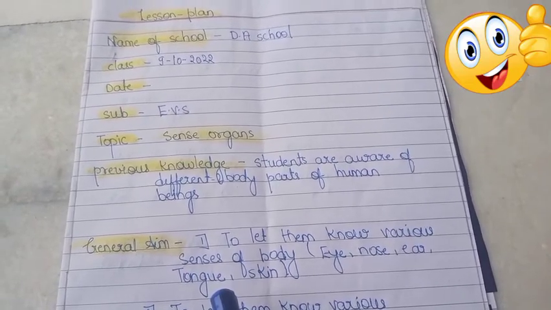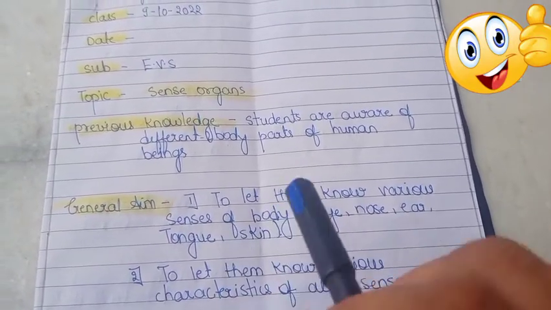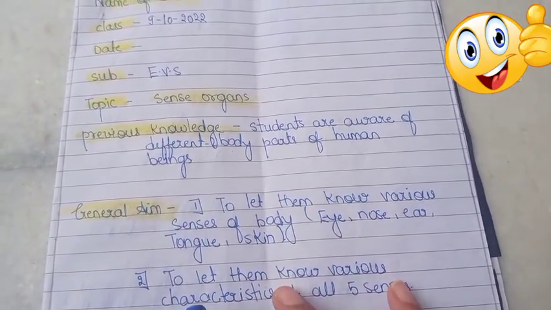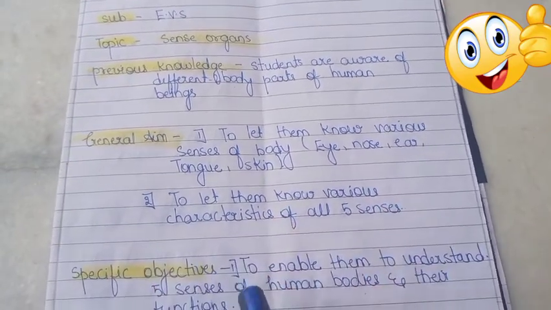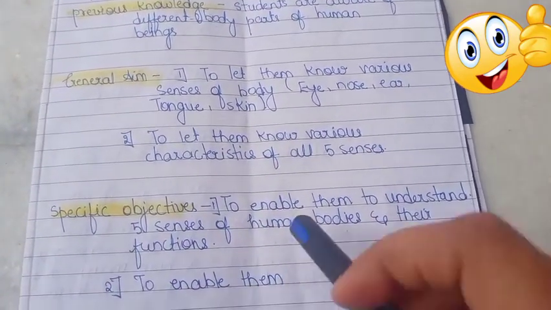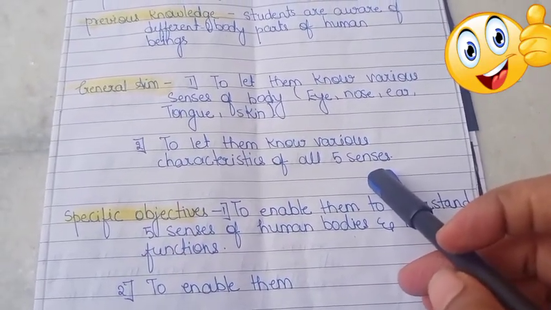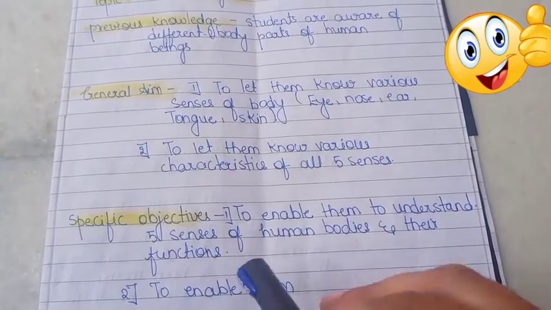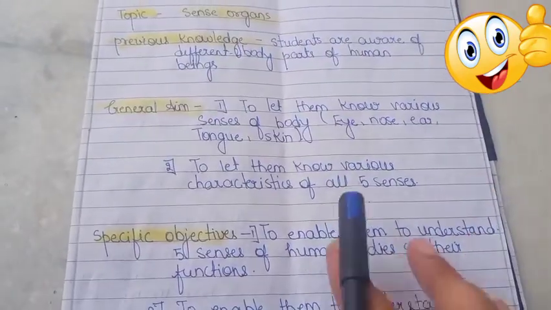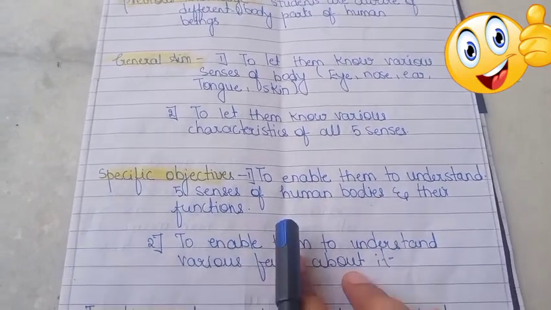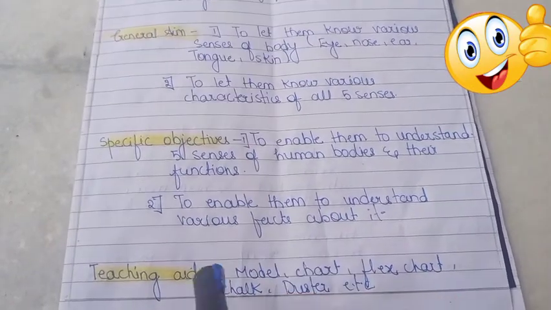Okay. Here you can see the general aim: to let them know various senses of the body like eyes, nose, ears, tongue and skin, and to let them know various characteristics of all these 5 sense organs that we have. Okay, so we have to write like this. Now here you can see the specific objectives: to enable them to understand the 5 senses of the human body and their function, and to enable them to understand various facts about it.